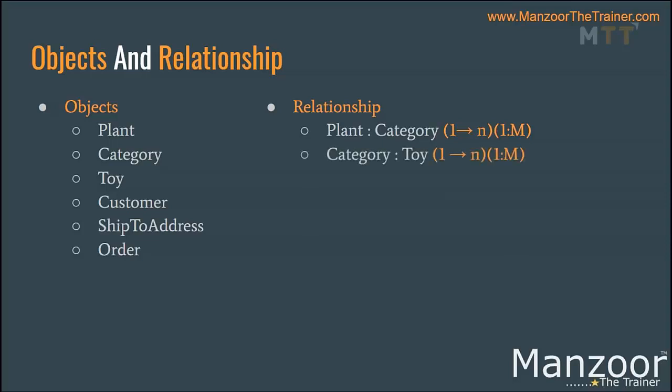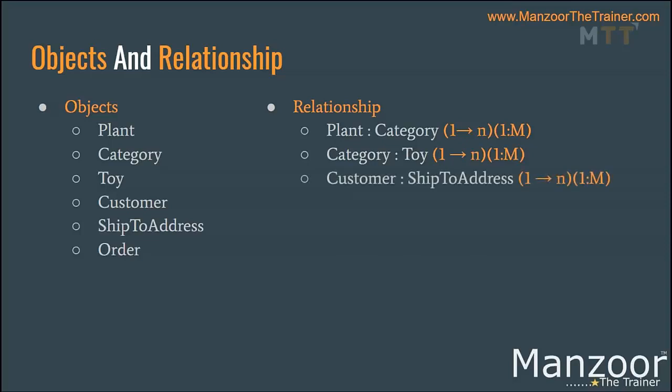Next, category and toy. One category can have multiple toys. In one category, you can have multiple toys. Say clay is one category. You have multiple toys: clay cars, clay dolls. But one toy cannot belong to multiple categories. If it is a clay toy, it cannot be plastic, right?